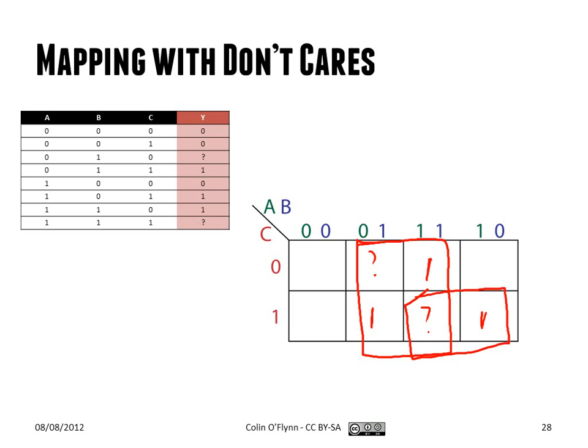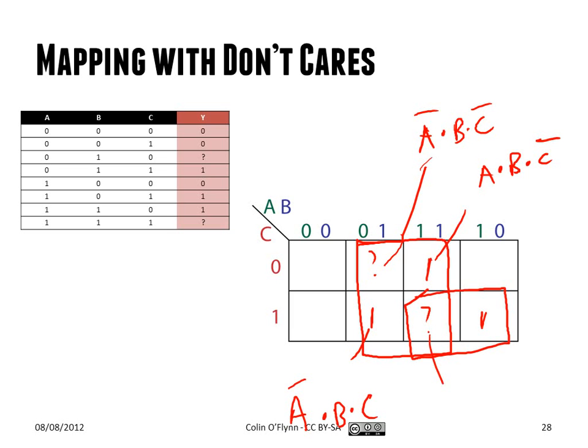Otherwise, you would just have 3 individual 1s. So then this part would be A complement and B and C complement, just this part would be A and B and C complement, just this part would be A complement and B and C, and just this part would be A and B and C. So I've showed you what the value of each of those ones would be now that I've made these ones. And you can see the common part is just the B. So this whole group becomes B.